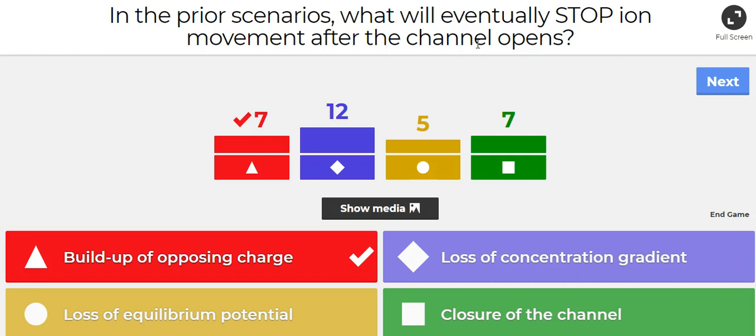So you might think that eventually you're going to run out of concentration gradient. This is the most common answer here. You might think that if you open sodium channels, the ions will flow in and keep flowing in until finally you have equal concentrations of sodium over here and here. And if that ever happened, that would ultimately cause the ions to stop flowing, if you ever got that many sodium ions to come in.